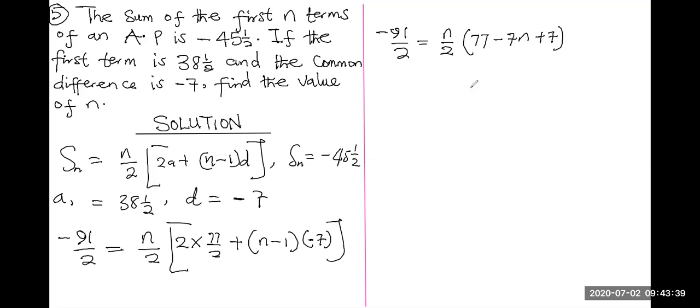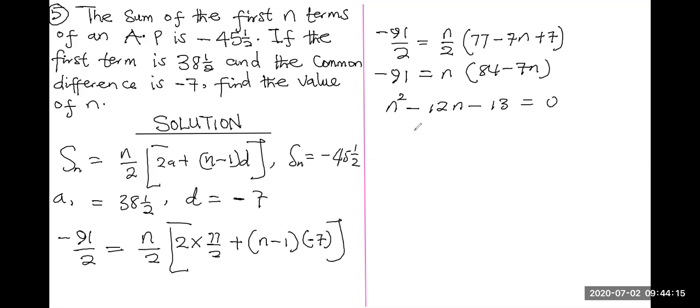And when you simplify further, we are going to multiply both sides by 2. If you multiply both sides by 2, you're going to have minus 91, okay, is equals to n into 77 plus 7 gives us 84, 84 minus 7n. All right, and of course, you will expand to have the quadratic equation of n squared, all right, minus 12n, okay, minus 13 equals to 0. When you expand, and of course, reduce to your lowest form. All right, so this is what we have.